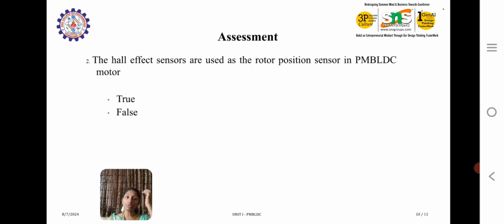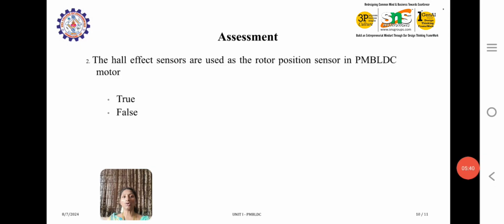And coming to the next question, are Hall effect sensors used as a rotor position sensor in the PMBLDC motor? Yes, rotor position sensors can be used, and one type of sensor is called the Hall effect sensor.